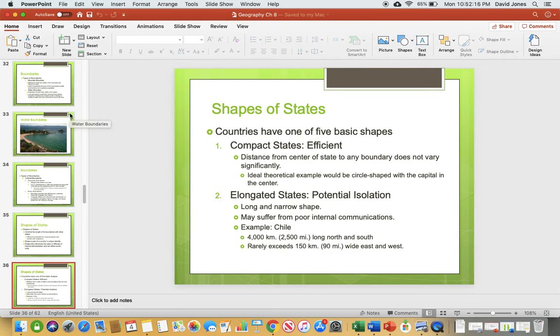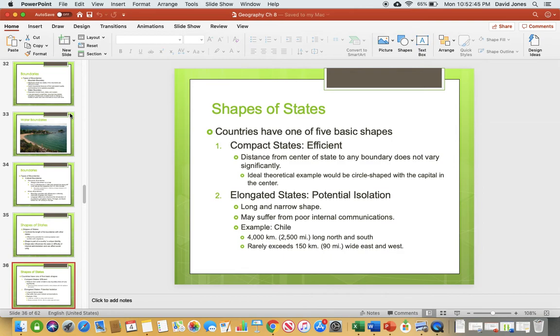Okay, now let's go over these five shapes of states really quick, because this idea is important. Compact states are states that are roughly circular. So remember, the best example of that would be Poland. Ohio would also be a compact state. Compact states have their capital roughly in the center, and they're circle shaped. That way everybody in the country, no matter where they live, has easy access to the capital city. Poland is a great example of this because of Warsaw, right there in the middle, roughly circular country.